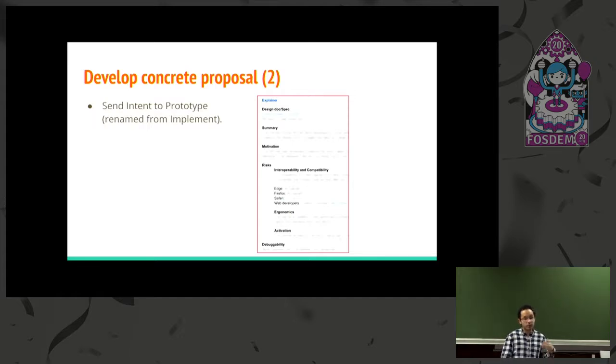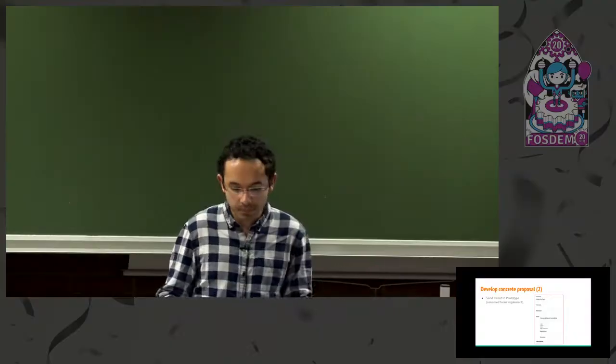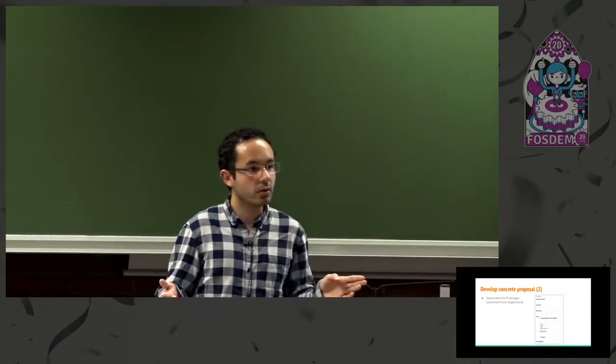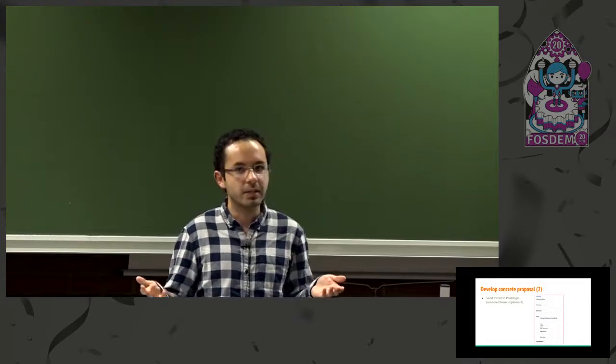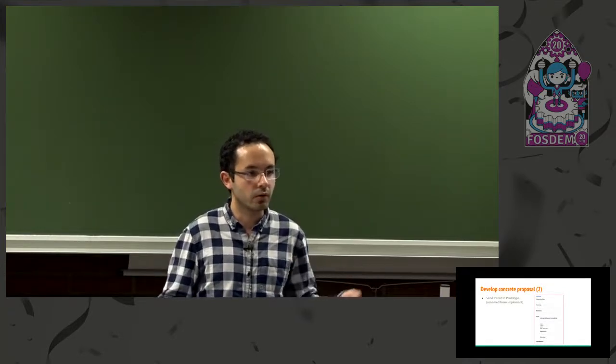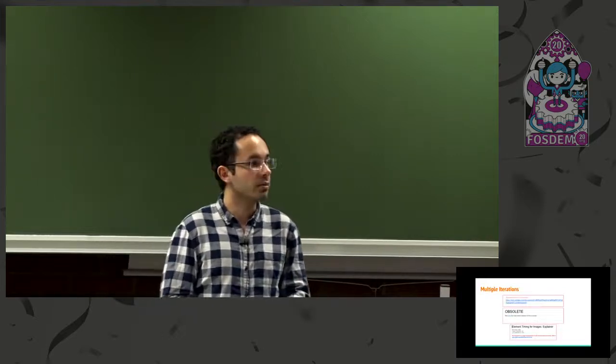So this intent to prototype is sent to Blink Dev, which is a public forum, obviously composed primarily of Blink engineers, but anyone can see the intents that are sent to this forum. It's basically a Google group. And there are no approvals required at this stage, and that makes sense because we're not launching any code to the users yet. Now, proposals can take multiple iterations.